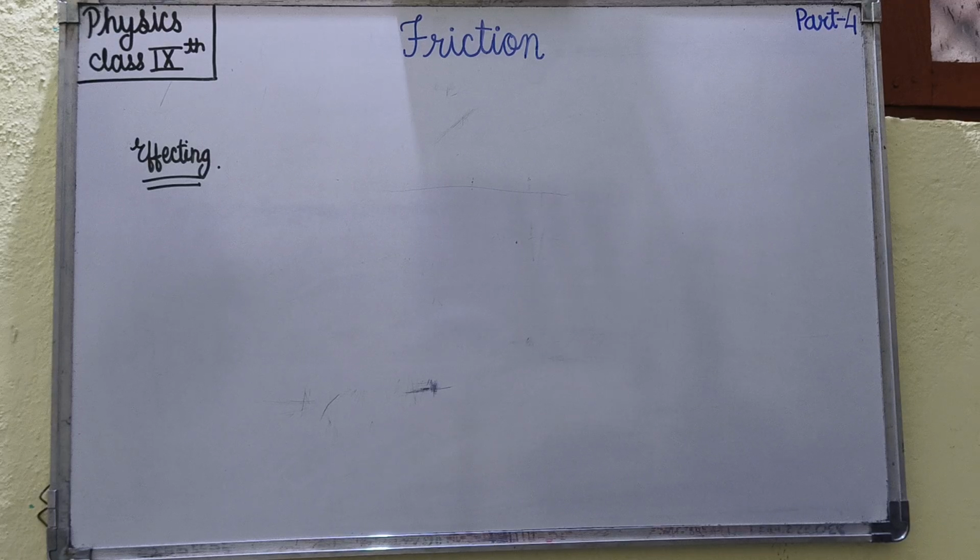First is nature of surfaces in contact. The frictional force depends on the roughness of two surfaces in contact. The more the roughness, more is the friction.